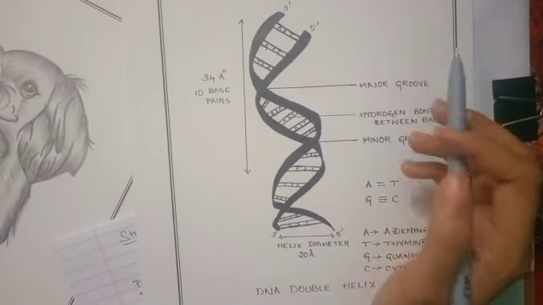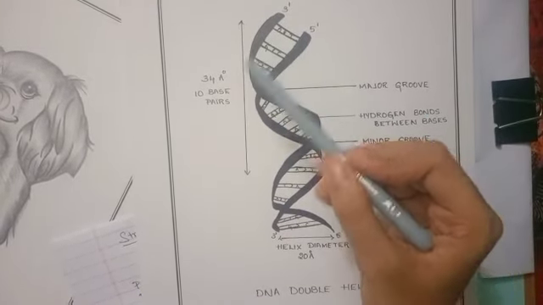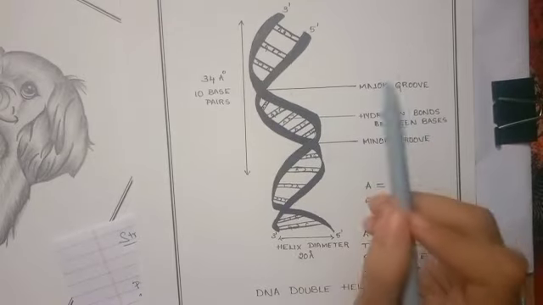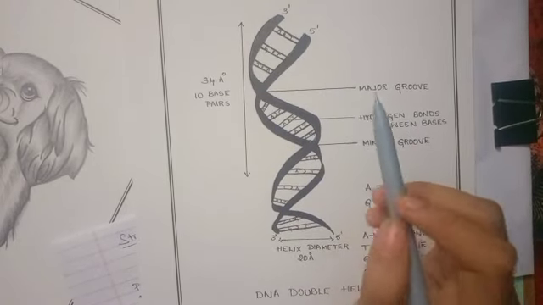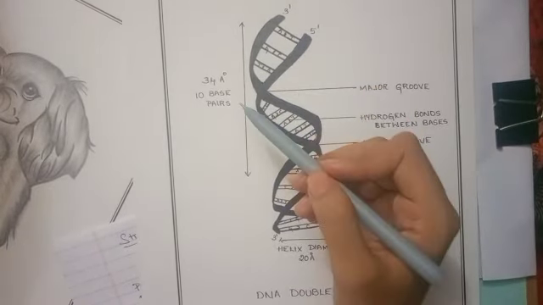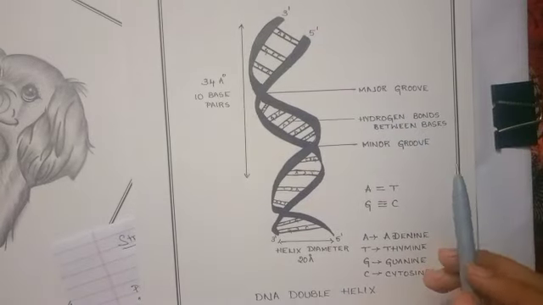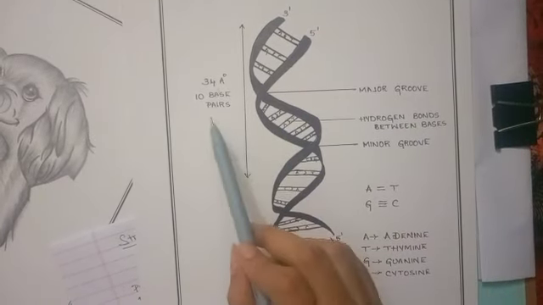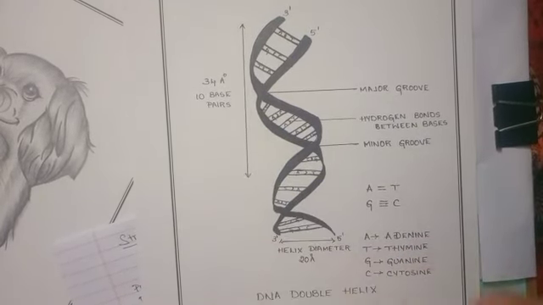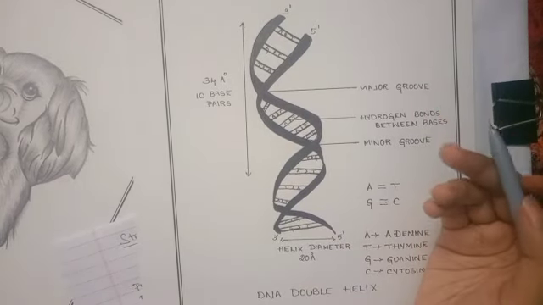The two chains are coiled in a right-handed fashion, that is B type, and there are roughly 10 base pairs in each turn, that is of 0.34 nanometer. This is the double helical structure which was proposed by Watson and Crick.